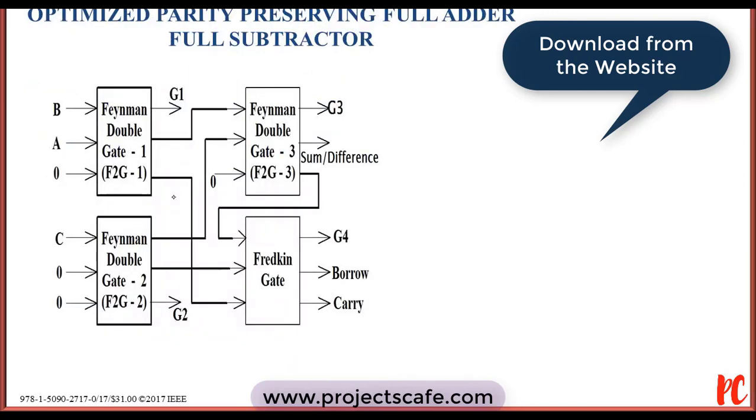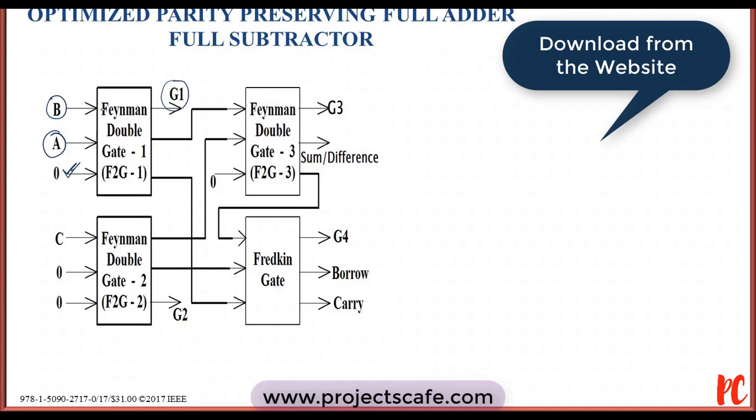Here is the circuit diagram of an optimal fault-tolerant full adder cum subtractor. It contains 3 double Feynman gates and a Fredkin gate. For the first Feynman gate, the inputs are B and A with a constant 0 as input so as to make an equal number of outputs. Let me give some clarity. A reversible logic gate must have an equal number of inputs as well as outputs. In order to balance it, I am going to give a constant value of 0. And the value G1 is considered to be a garbage value.